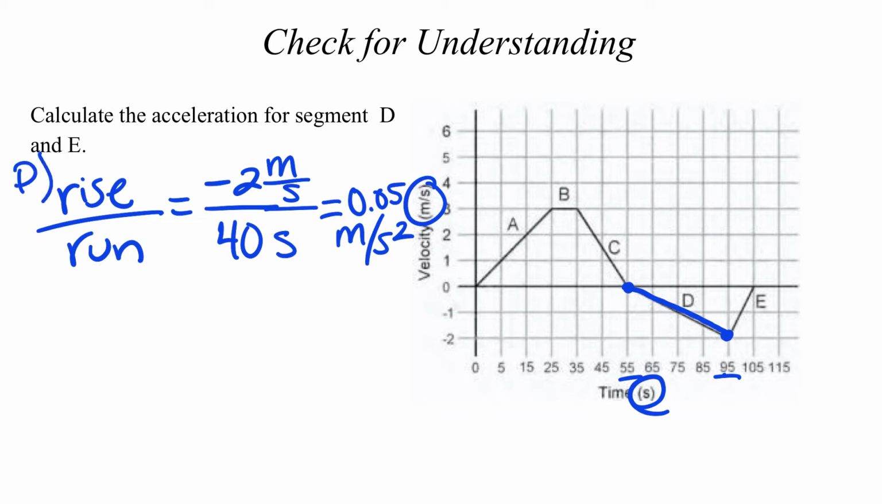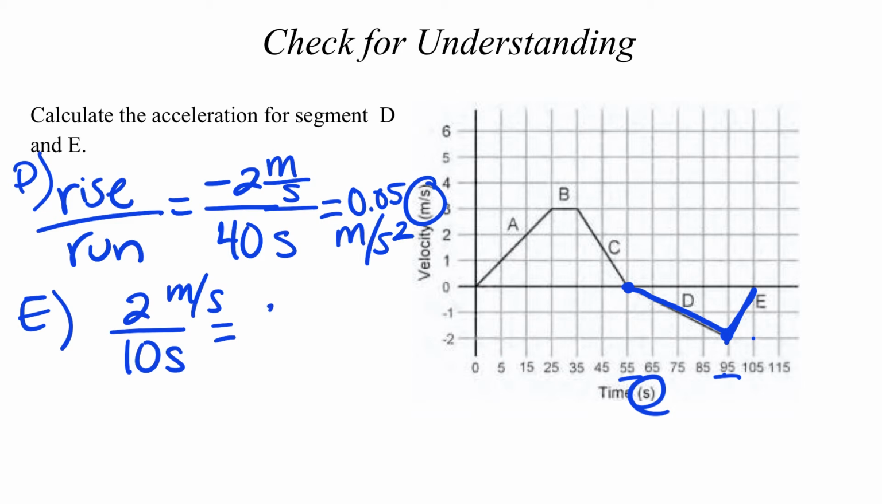So that's for D. And then for E, we want to go through and do the slope for that section. That one starts at -2 and goes up to 0. So this time the rise is +2 meters per second. And then the run goes from 95 to 105. So the run is 10 seconds. So then 2 divided by 10 is going to give us a slope of 0.2 meters per second squared.